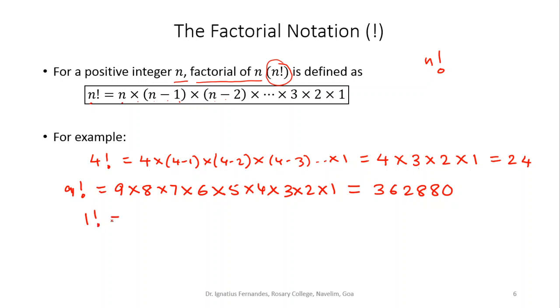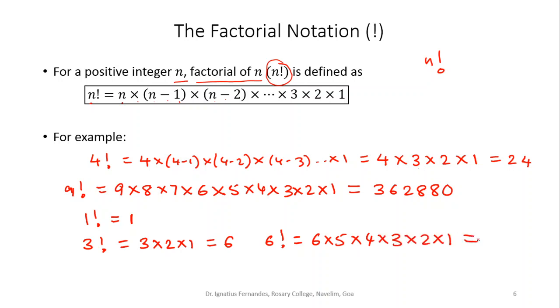1 factorial will be straight away equal to 1 because it stops at 1 itself. If I have to write down 3 factorial, what will it be? 3 into 2 into 1, that will be 6. If I have to write down 6 factorial, 6 factorial will be 6 into 5 into 4 into 3 into 2 into 1. Multiply 6 into 5 and 4 into 3, and this will come to 720.